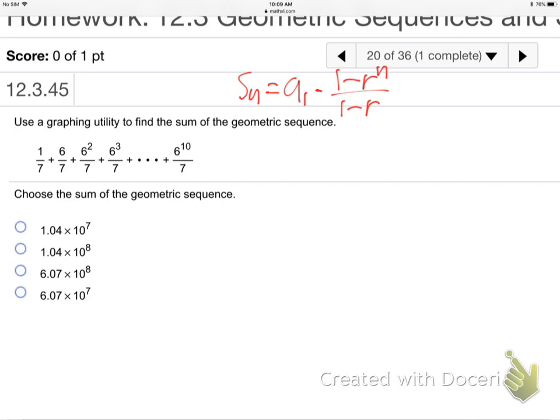Okay, so go ahead and find the A1, find the R, plug them in, see if you can get that thing cleaned up. In the end, we will need to push the buttons on the calculator to get it, because see how they all have decimal answers there? So in the end, we will need to hit the buttons on the calculator. You can do that at any stage you want. You don't have to keep simplifying.